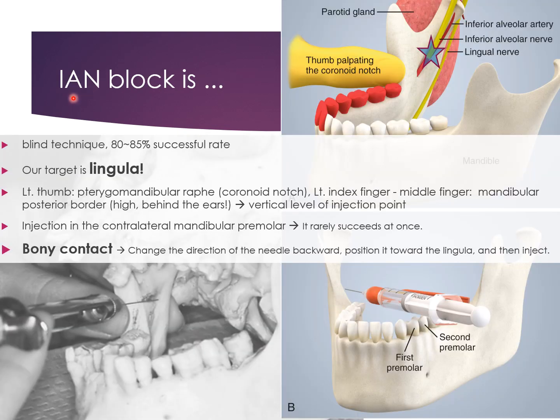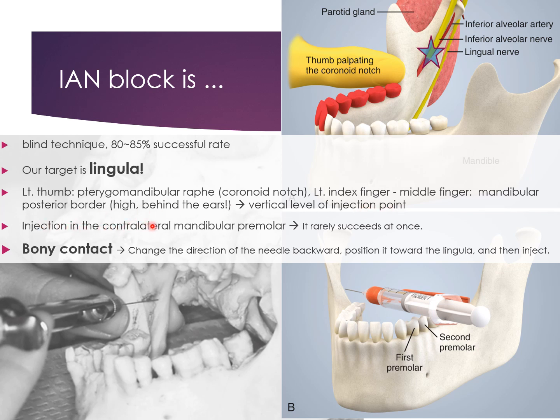IAN block is, I think, really difficult. It is a blind technique with an 80 to 85% success rate. You think it's too low. Our target is the lingula. You could use your left thumb, index finger, and middle finger to determine the vertical level of the injection point.